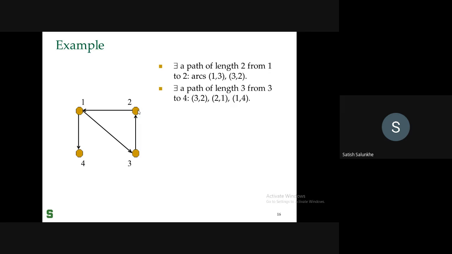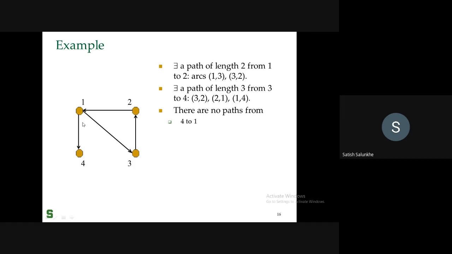Similarly, there exists a path of length 3 from 3 to 4. If I want to move from 3 to 4, it is 3 to 2, 2 to 1, 1 to 4. So 1, 2, 3: node 4 is at distance 3 from node 3. There are no paths from 4 to 1.